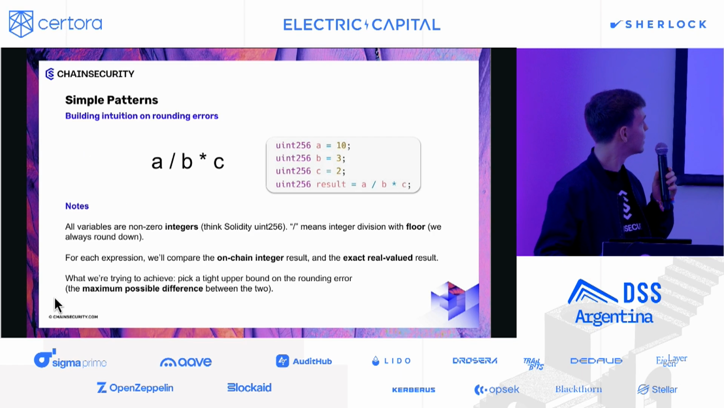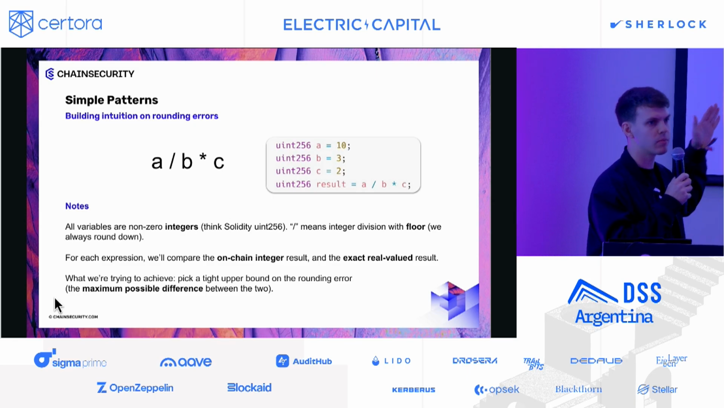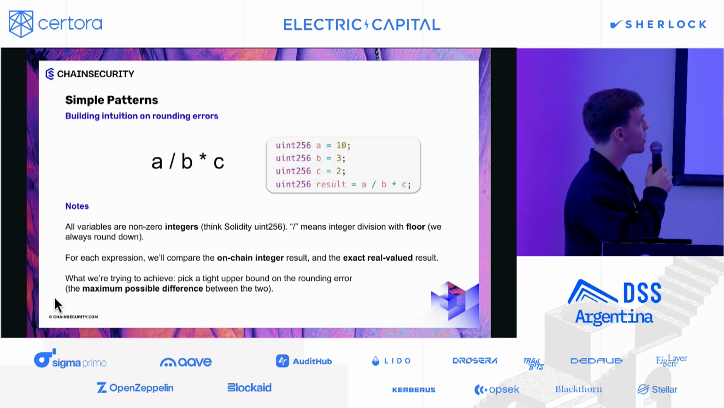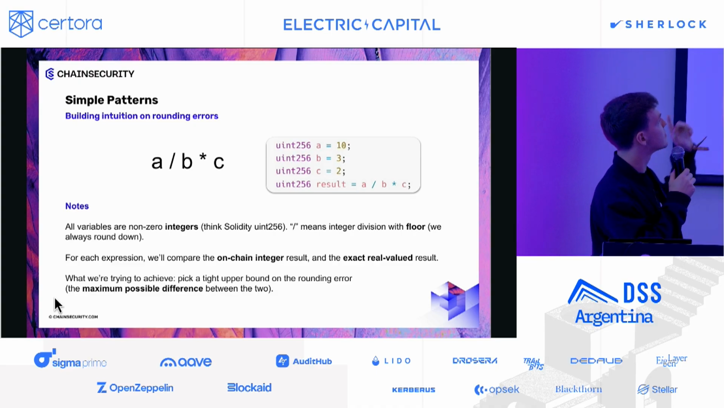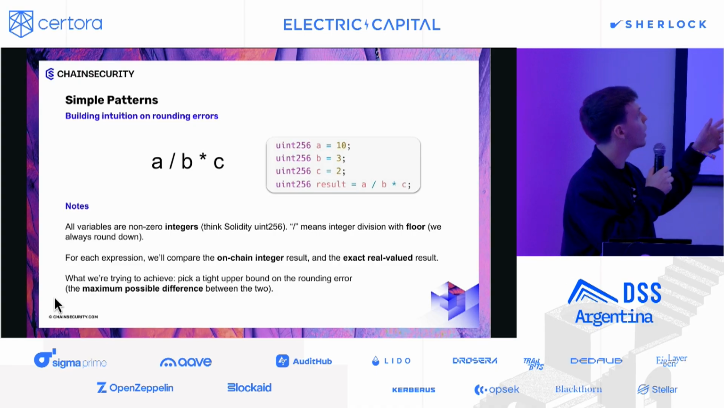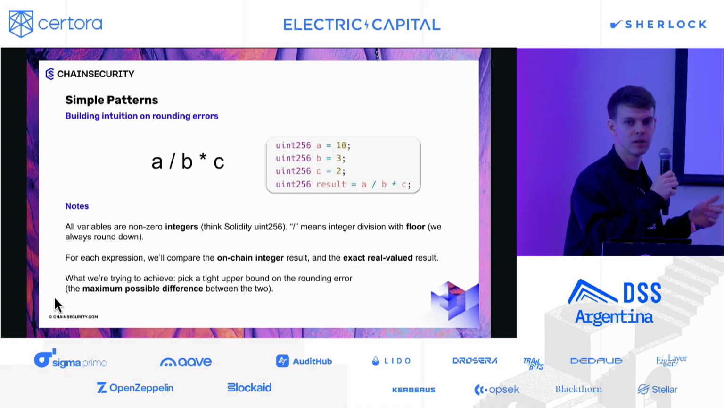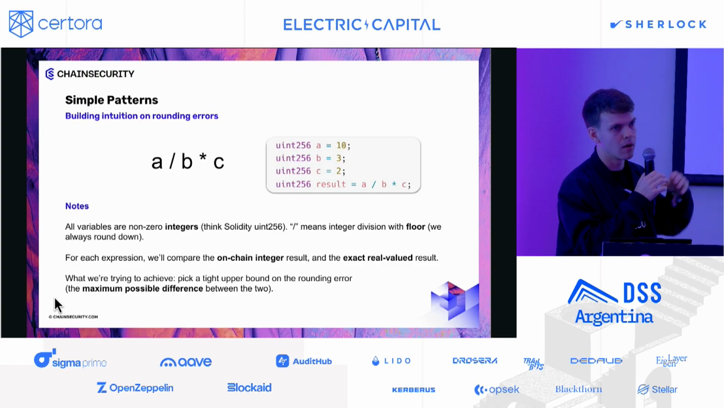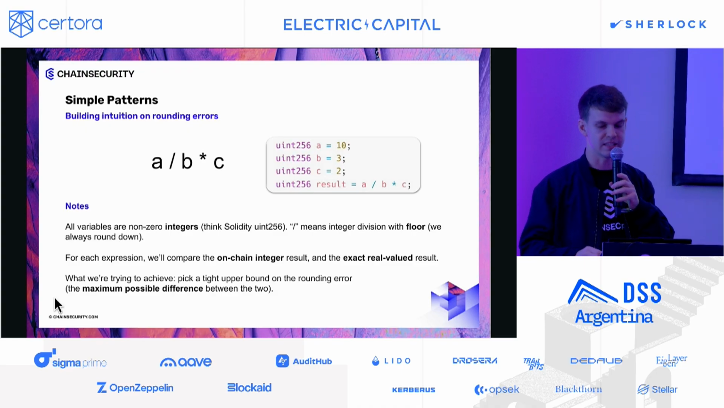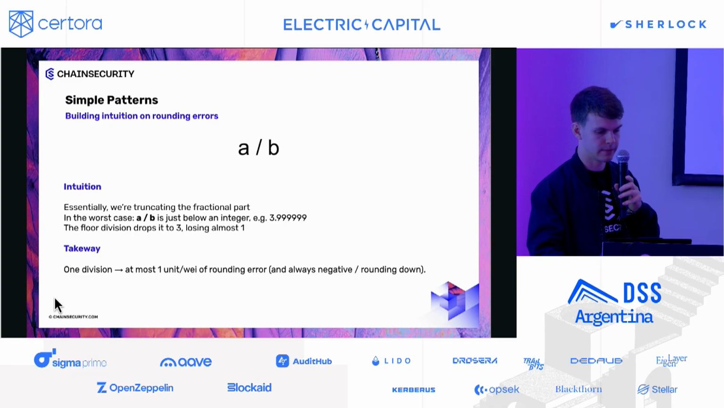So what we're going to see is these kinds of patterns, at the beginning somewhat simple expressions, and the goal is going to be trying to figure out how far we can be from the real value. We're going to see this in Solidity, where, for example, if A is 10 and we divide by 3, we should get 3.333 something, but instead we get just 3, and then we multiply. So then we're again way further away, depending on how big C is. This is what we're going to try to assess, the difference between those two.